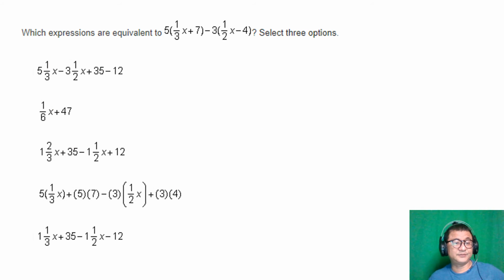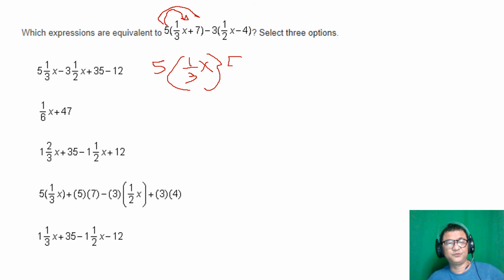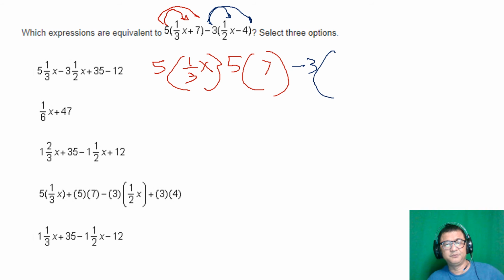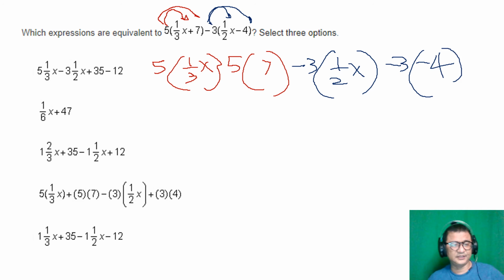This is the correct answer. So this would have several answers. So in order to know that, let's try to solve it step by step. Okay, so let's start with the first distributive property. All right, so you know that 5 will be multiplied to 1/3 x. 5 will be multiplied to 7. What else? Let's go to the second part. The negative 3 will be multiplied to each. Negative 3 will be multiplied to 1/2 x. Negative 3 will be multiplied to negative 4. All right, can you see something that looks like that? Yes, you see this one.